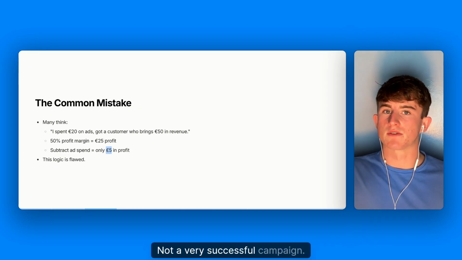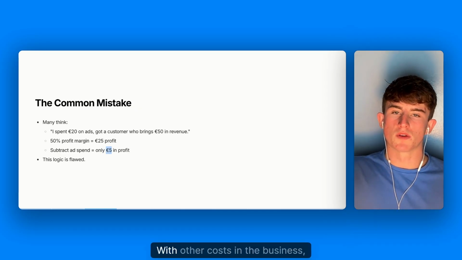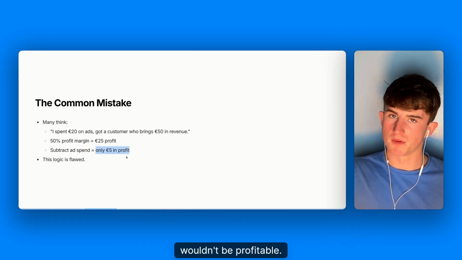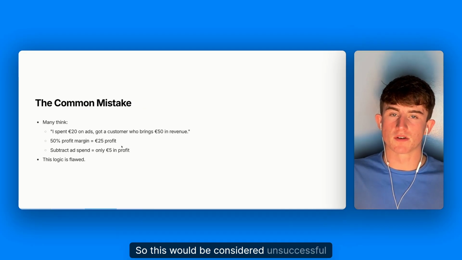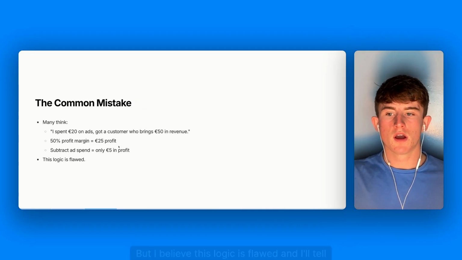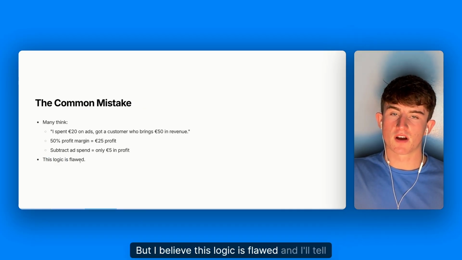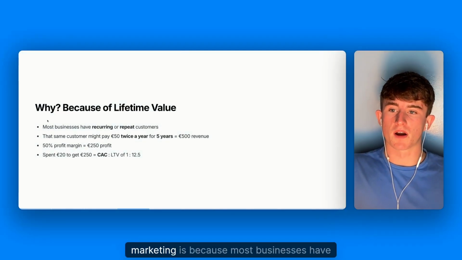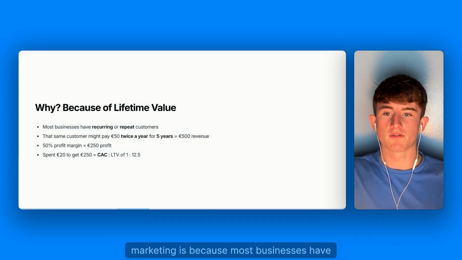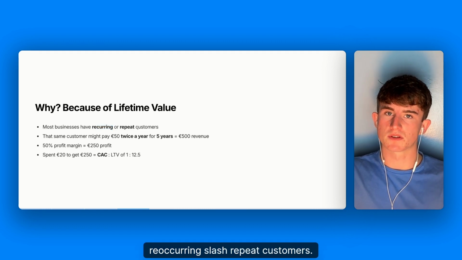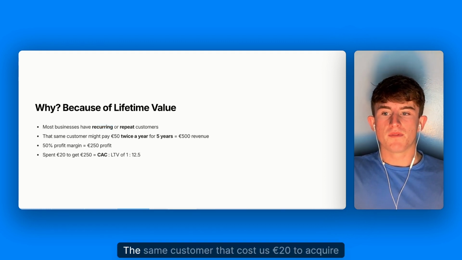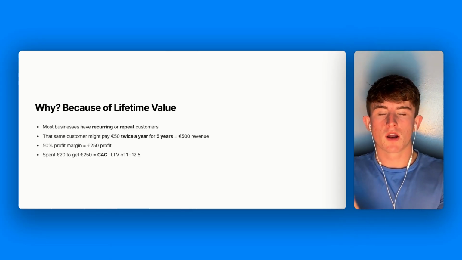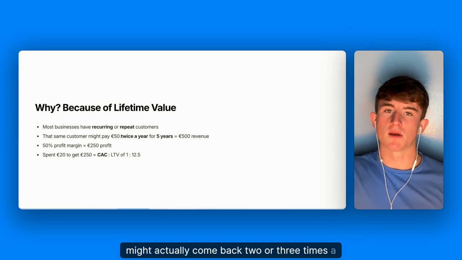Not a very successful campaign. With other costs in the business, the business probably wouldn't be profitable. So this would be considered unsuccessful marketing. But I believe this logic is flawed, and I'll tell you why. The reason why this does not work when looking at your marketing is because most businesses have recurring/repeat customers. The same customer that cost us €20 to acquire might actually come back 2 or 3 times a year.